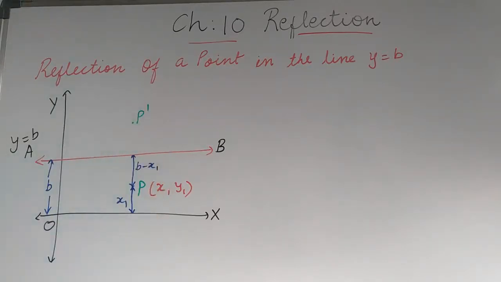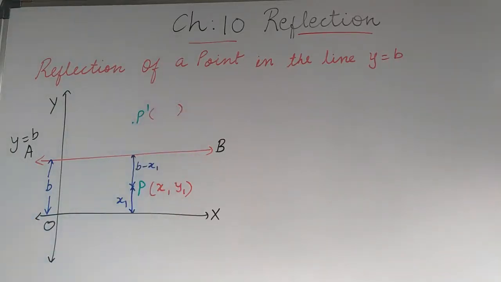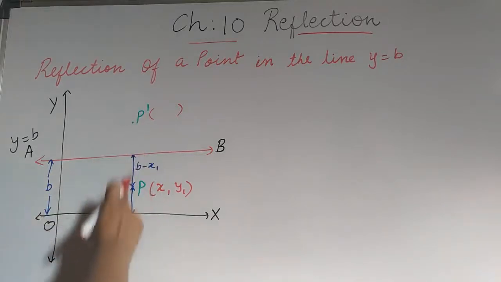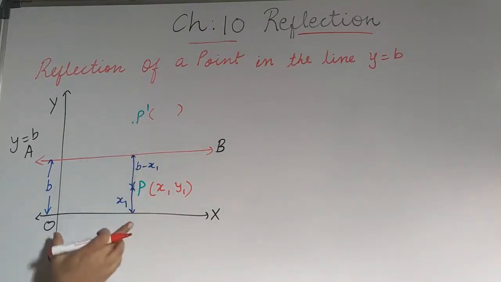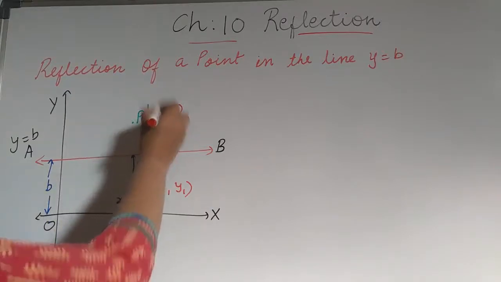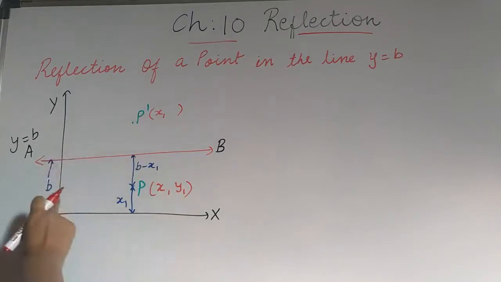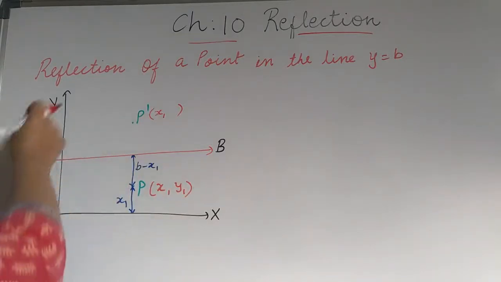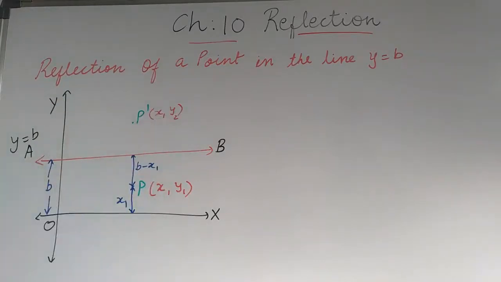So students, what I need to do now is find the coordinates of this. You see that here the x coordinate remains the same. Why? Because it is on the same line. This is the x coordinate, meaning on the x-axis how much distance it covers. So x1 remains the same. The change will be in the y coordinate. You see, this is the y coordinate, it will come here. So it becomes y2. Let it be y2.